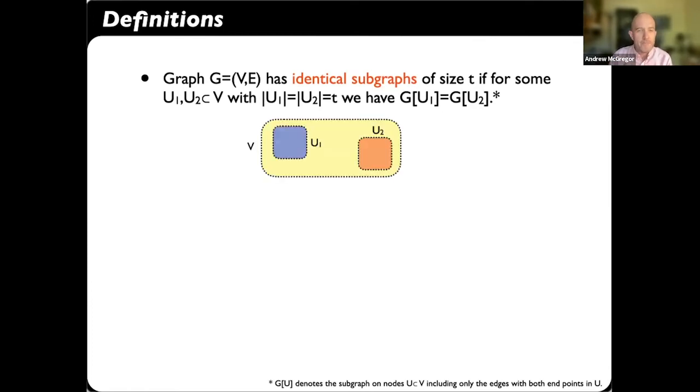So the picture: V was all the nodes of the graph. U1 is some subset of nodes over there. U2 is some subset over there. If I looked at this induced graph, I get the star of degree 3. If I looked at this induced graph, a star of degree 3. In that case, I would say that G has identical subgraphs of size T, of size 4. Sorry, it would help if I could count.